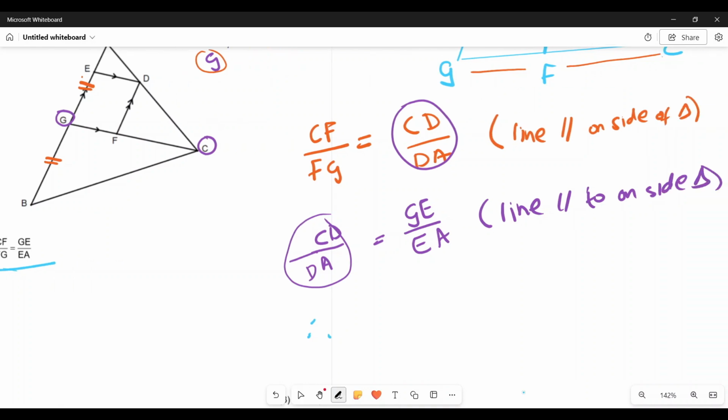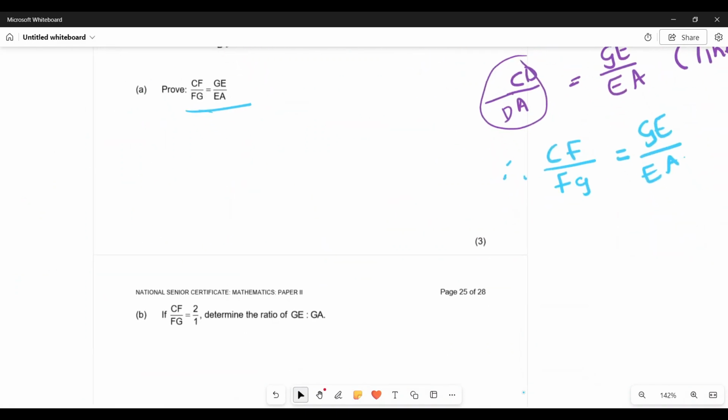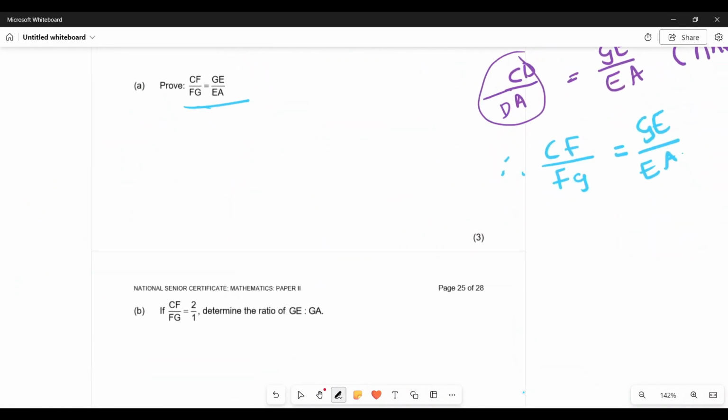Therefore, CF over FG is the same as GE over EA, all right? Now, moving on to the next question. Now, they're telling us that CF over FG is 2:1. So now they've given us the ratio between the two.